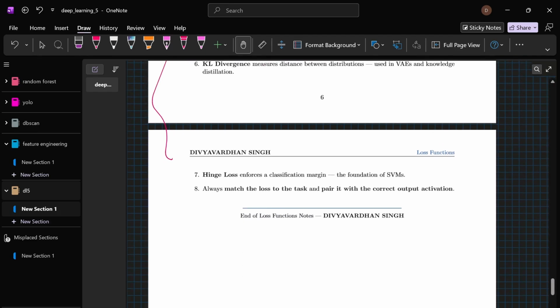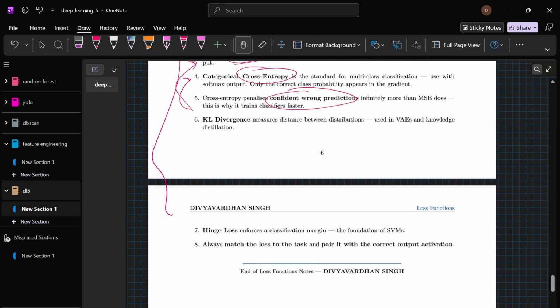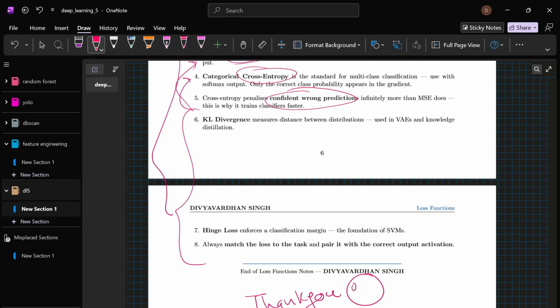Okay, so now let's wrap up. You now know everything about loss functions in neural networks, from MSE to MAE, from binary and categorical cross entropy to hinge loss and KL divergence. Maybe this will be helping you out.